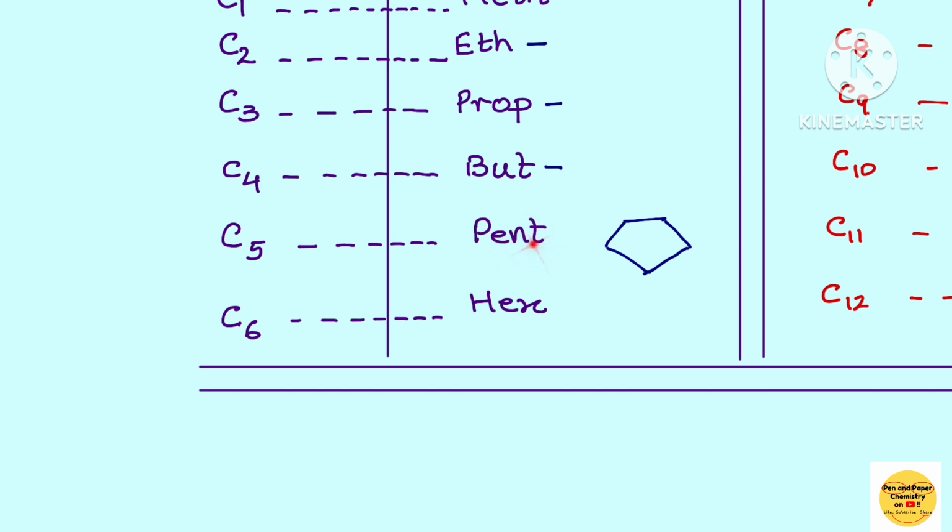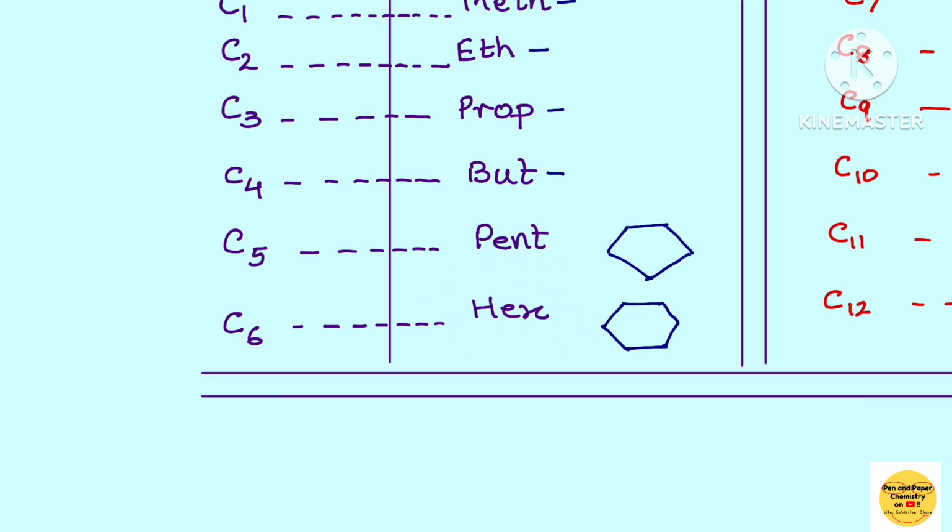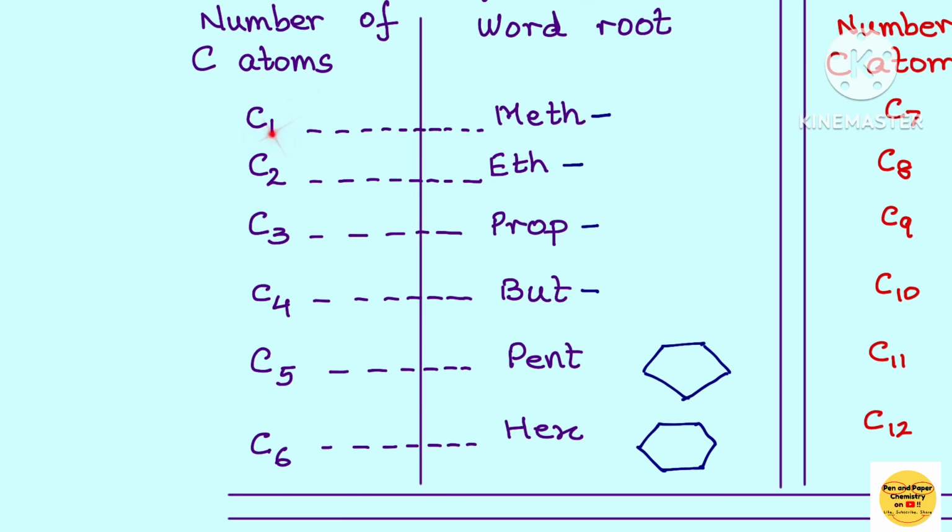P-E-N-T. Six-sided figure. What is a six-sided figure known as? Yes, hex or hexagon. So from that we get hex. So tell me once again, one carbon atom, meth, two, eth, three, prop, four, but, five, pent, six, hex. Okay. Close your eyes and quiz yourself. What would be the word root for the number of carbons depicted?